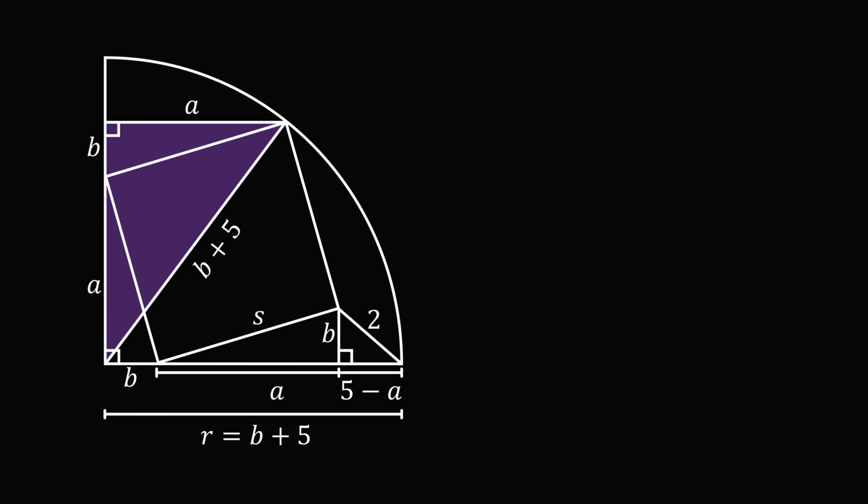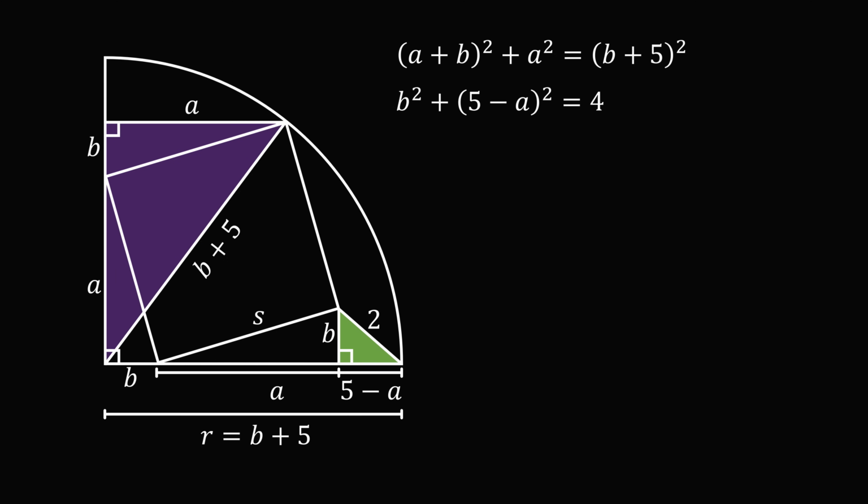Now in this right triangle, we have (A plus B) squared plus A squared is equal to the square of B plus 5. In this right triangle here, we have B squared plus the square of (5 minus A) is equal to 2 squared, which is equal to 4. Then in this right triangle here, we have A squared plus B squared is equal to S squared.